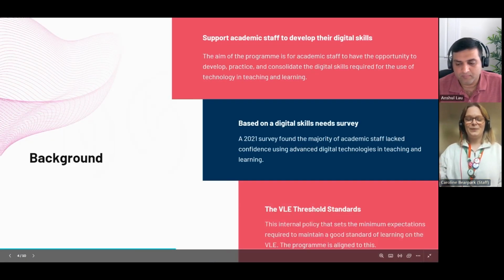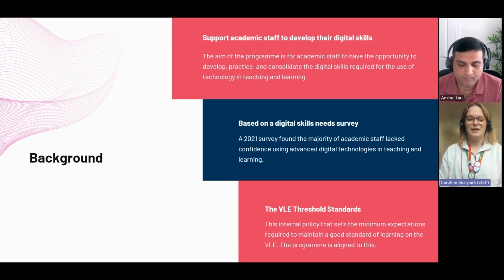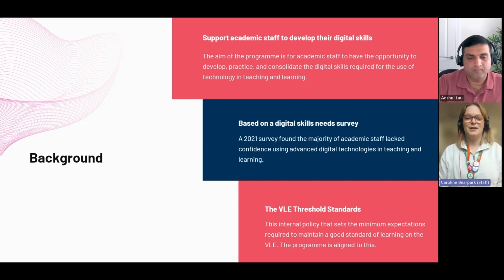So, Achieve Starter Legend is a program that was designed to support academic staff to develop, practice, and consolidate the digital skills required for the use of technology in teaching and learning. It was created as a response to the findings of a digital skills needs analysis conducted at the university, and this was done shortly before I joined.